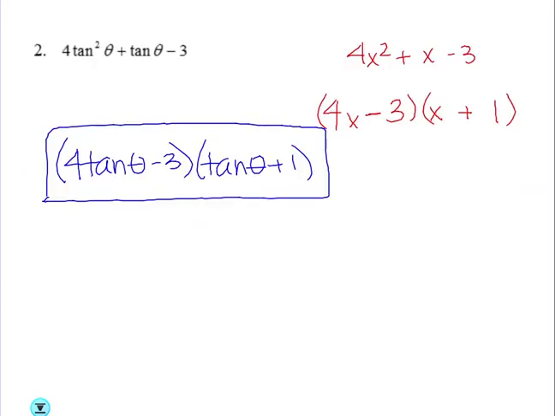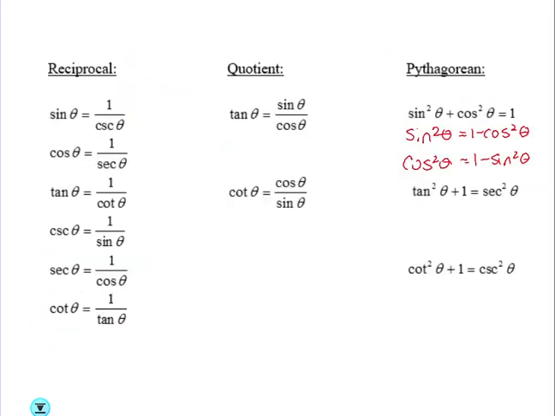Let's go back and look at our identities. If we look at this first Pythagorean identity, we have 1 minus cosine squared of theta. Our problem has cosine squared of x minus 1. So instead of being equal to sine squared theta, it's going to be equal to negative sine squared theta. So we can do that substitution.